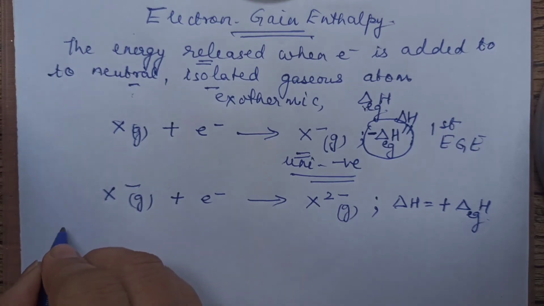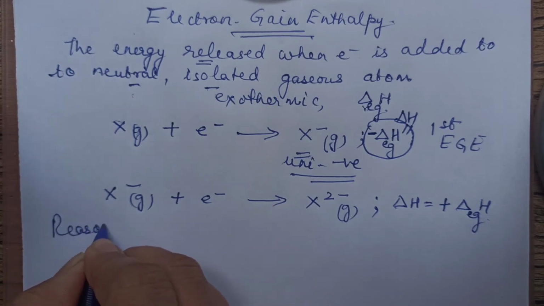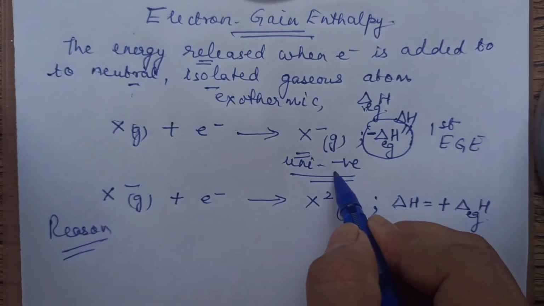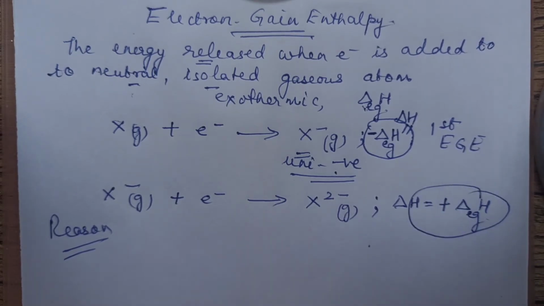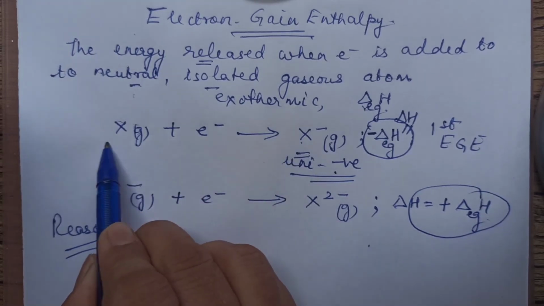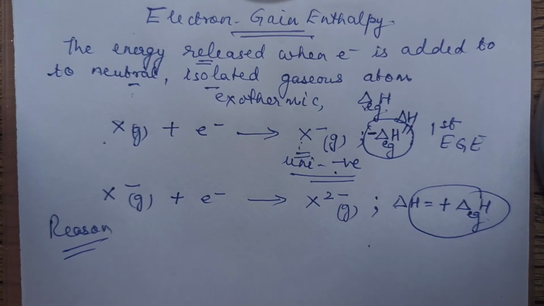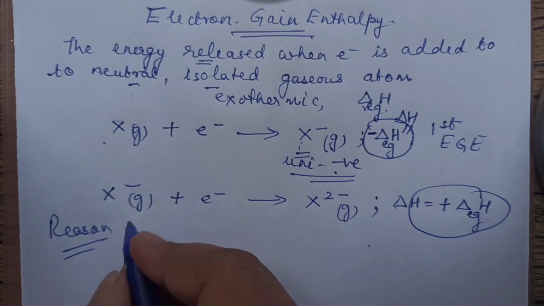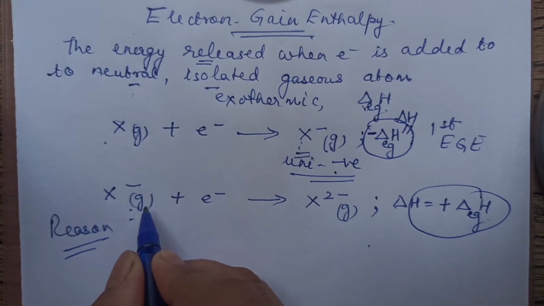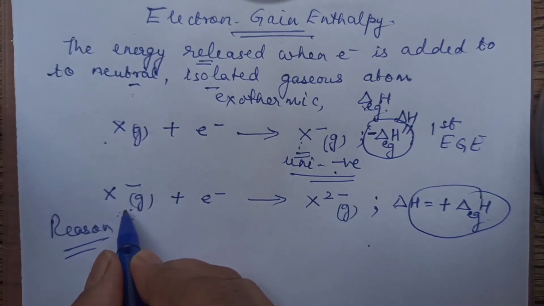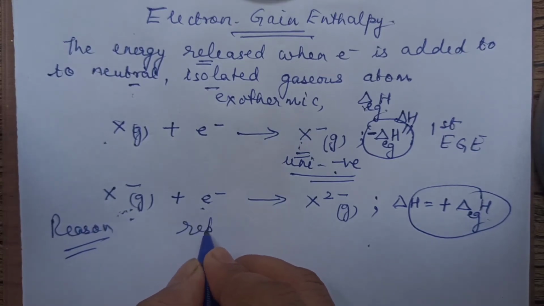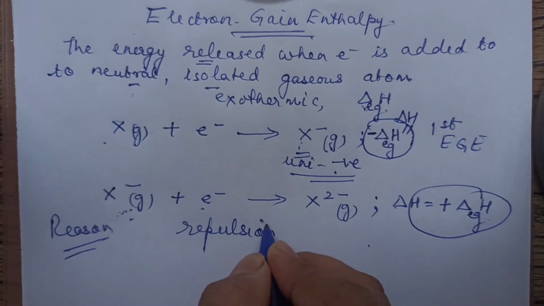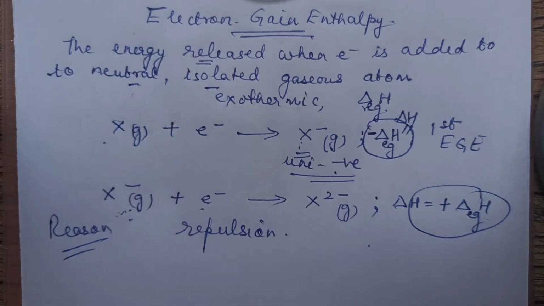This is a very important reason question asked. The first electron gain enthalpy is negative, whereas the second electron gain enthalpy is positive. Why? What reason will you write? The first electron is added to a neutral atom, so it will take the electron easily, and in that process energy will be released. The second electron is added to an anion, a uni-negative ion. The electron and anion are both negative, so there will be a repulsion between the two. Because of the repulsion, the second electron cannot be added that easily, so in this process energy will be required.